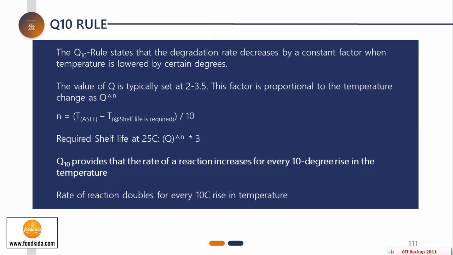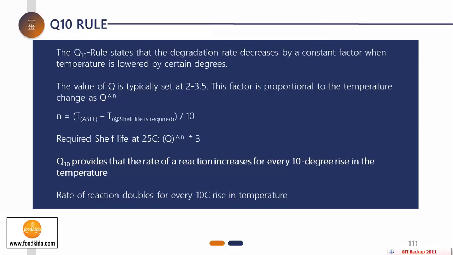So Q10 rule states that degradation rate decreases by a constant factor when temperature is lowered by certain degree, or the rate of reaction increases every 10-degree rise. Now, this is a famous equation which we studied in our 11th standard. Science people should know this. Every 10-degree rise in temperature, the reaction rate doubles. So in a food product, the deterioration rate doubles. It is the Arrhenius equation.